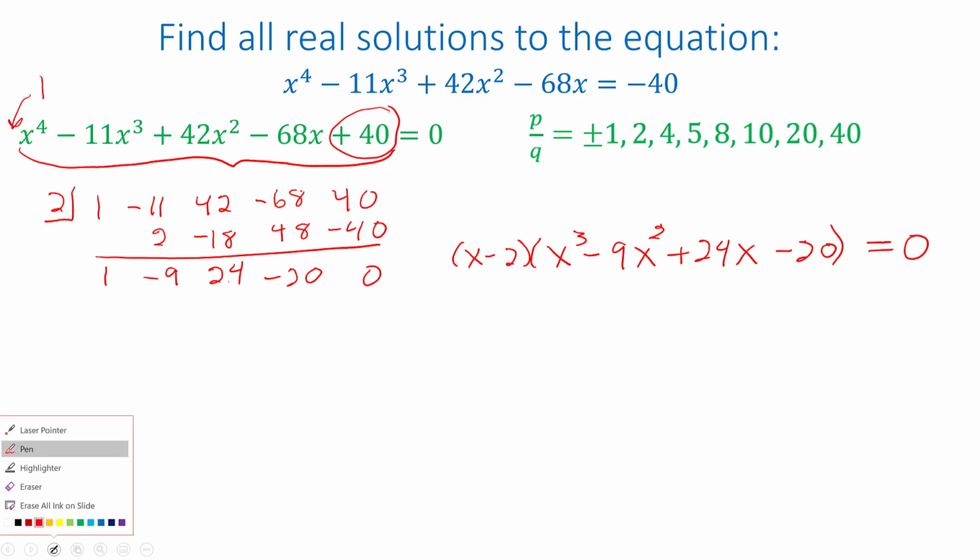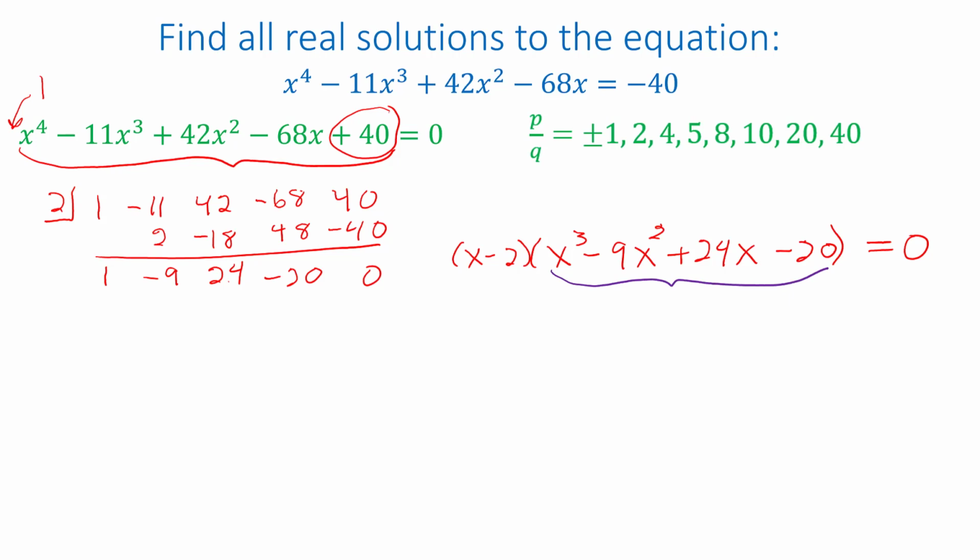The next step then would be to try to factor this new polynomial expression, x cubed minus 9x squared plus 24x minus 20, noting that we already have the coefficients of that polynomial expression here. And let's try dividing by x minus 2 again. If we do that, we'll bring down the 1. We get negative 7. We get 10. And we end up with a remainder of 0 again.